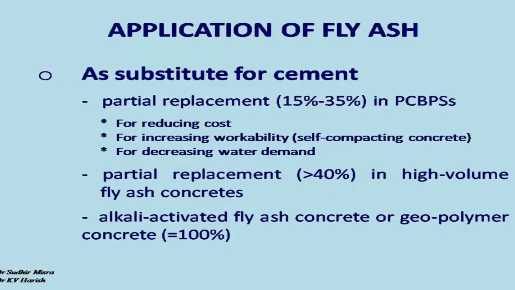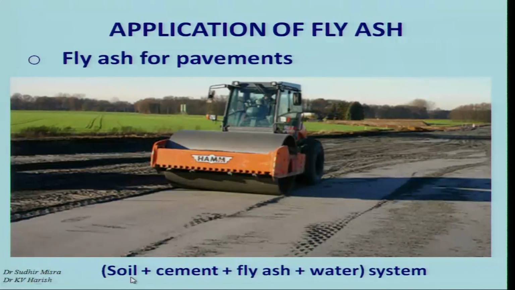Now, coming on to the third application, fly ash can also be used for pavements. So, here in this figure you see that the fly ash is basically added along with soil and cement, and of course the soil may contain some water as well. So, this also forms a type of system which can be used in pavements primarily as a subgrade or a subbase material, and usually rollers or compactors are used for compacting this mixture.